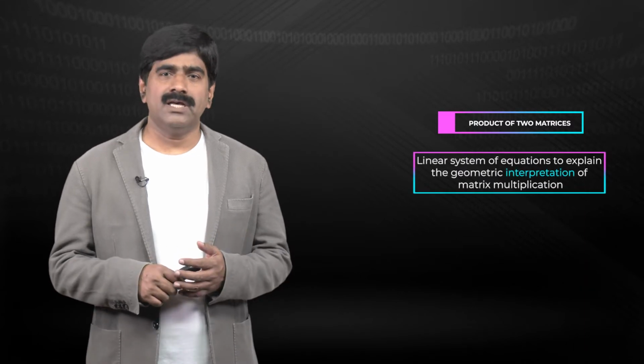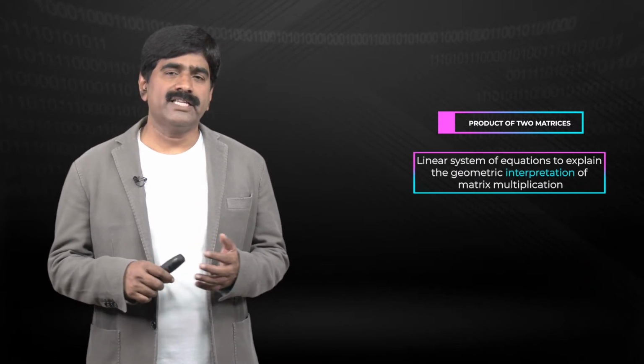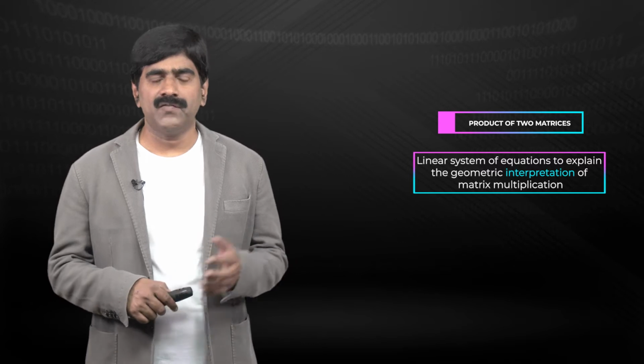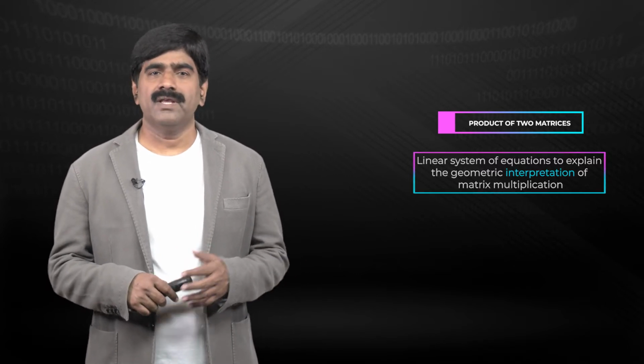Before we try to understand eigenvalues and eigenvectors, let us try to understand the product of two matrices. I am going to use a linear system of equations to explain the geometric interpretation of matrix multiplication. Consider the following system of equations: 2x minus y is 10 and x plus y is 8.